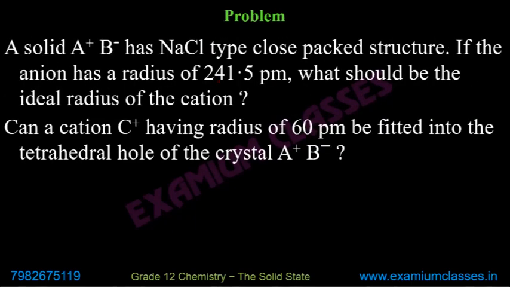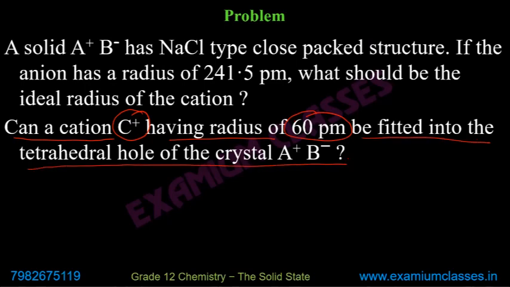Now, second part. Can a cation C plus having radius of 60 picometer be fitted into the tetrahedral hole of the crystal A plus B minus? Tell me the answer, yes or no. Tell me the reason also.